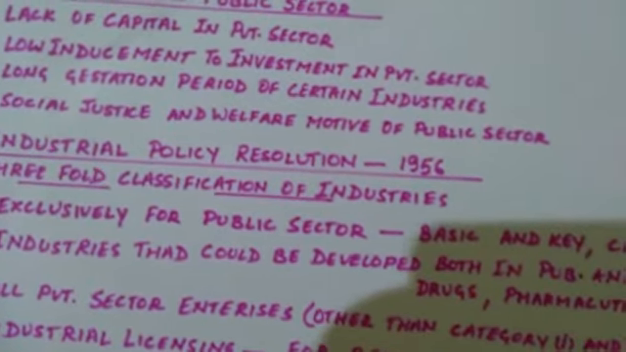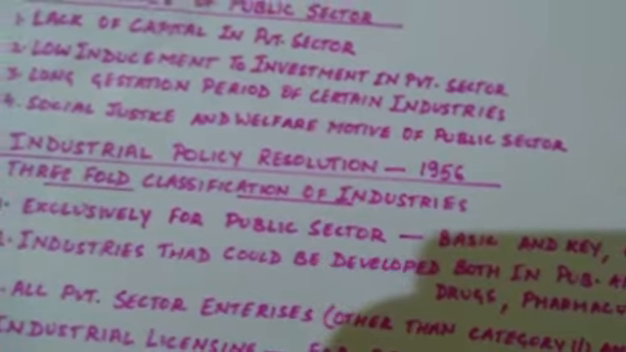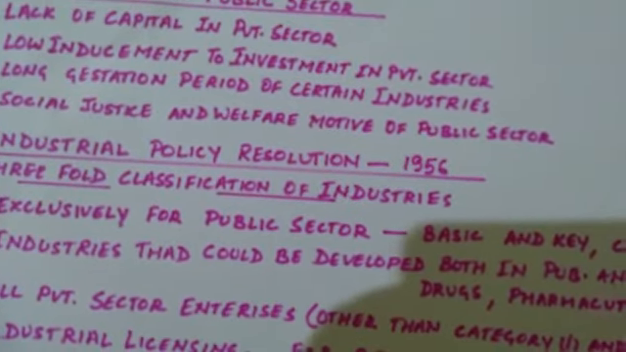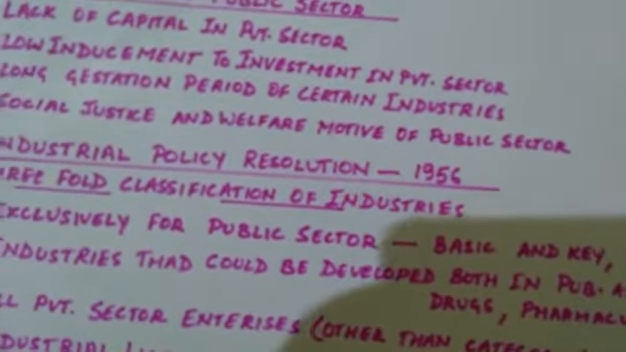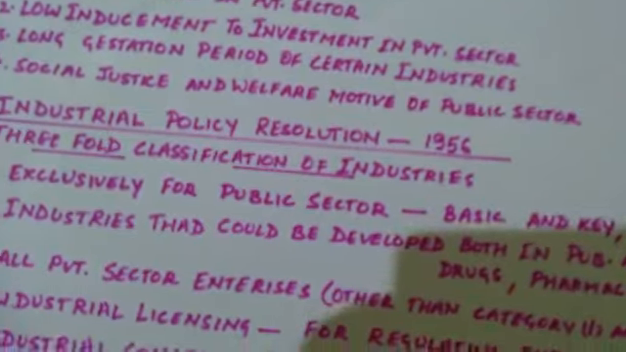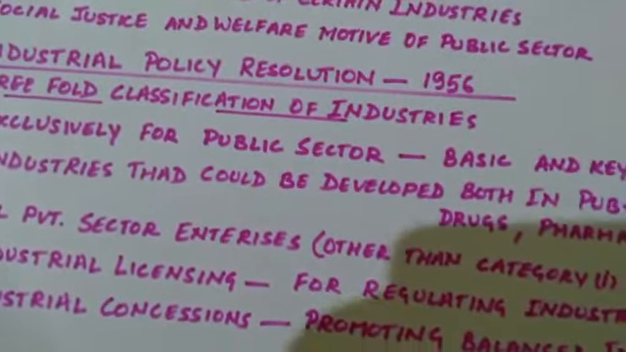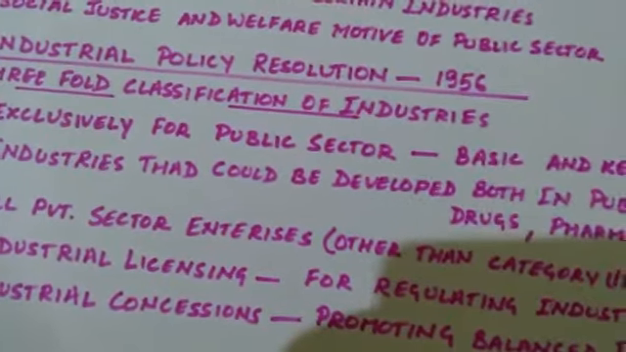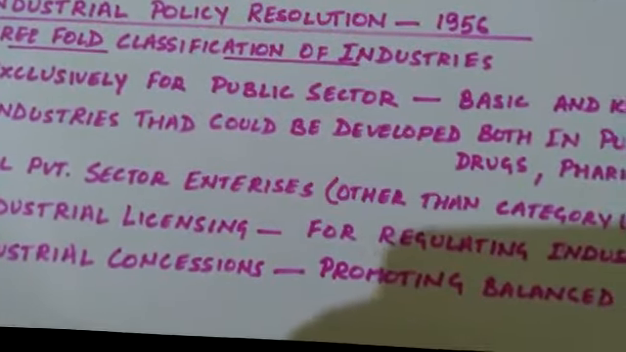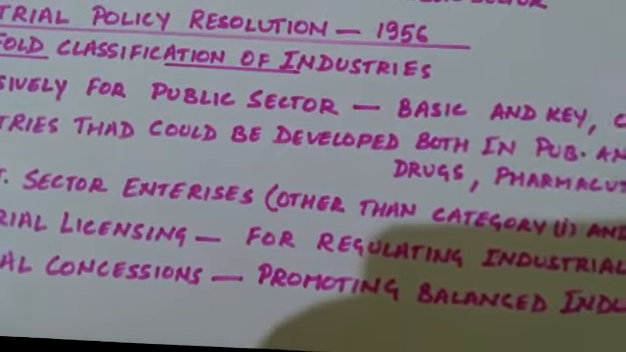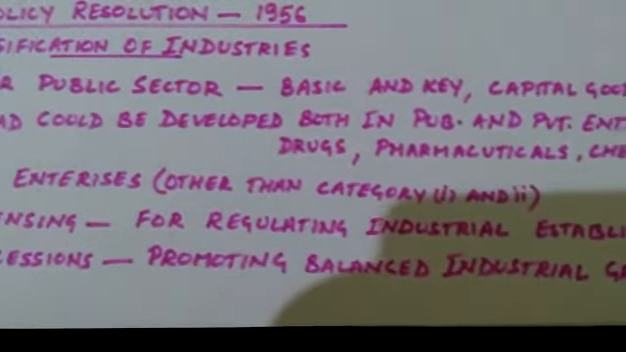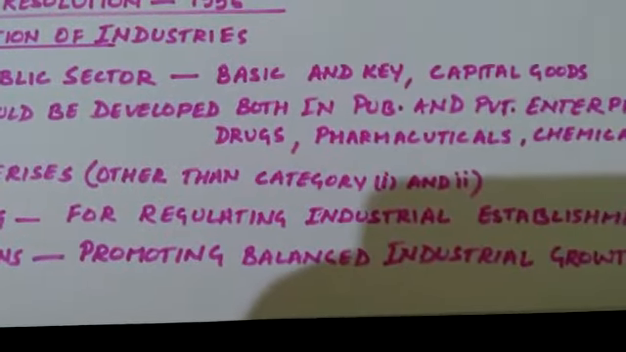The public sector was also considered important because the main aim of the government was social justice and welfare of the people, which the private sector could not undertake. Considering all these things, the Industrial Policy Resolution was passed in 1956. Under this policy, the industries were classified into three groups. The first group was exclusively for the public sector, that is, under the government.